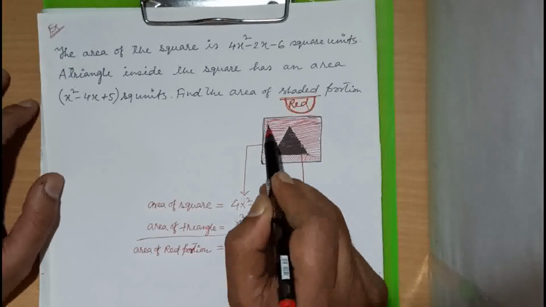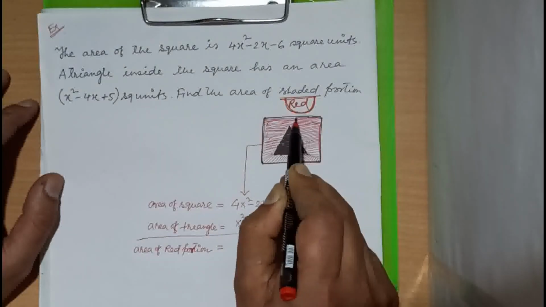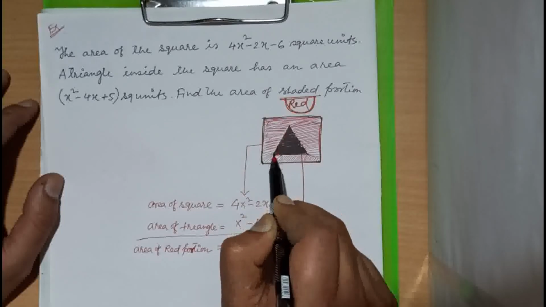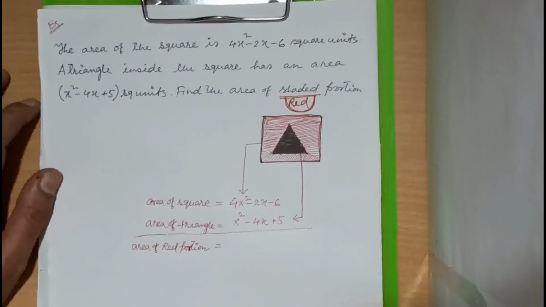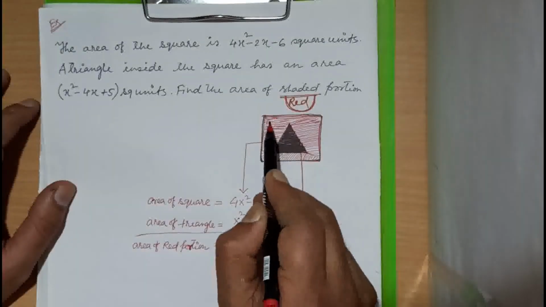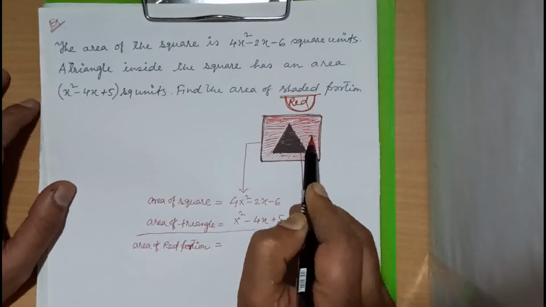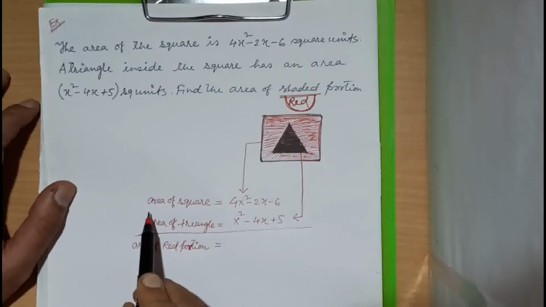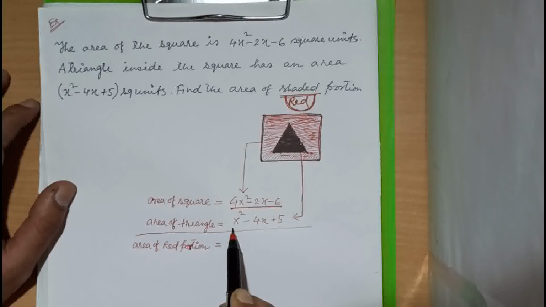Now you see the figure. That means a square is there, and inside the square we are keeping a triangle. This triangle is occupying some space inside the square. We need to find the unoccupied area, that is this area we are going to find, the red portion area. And for that we are given two parameters. One is the area of a square and the other is the area of a triangle.